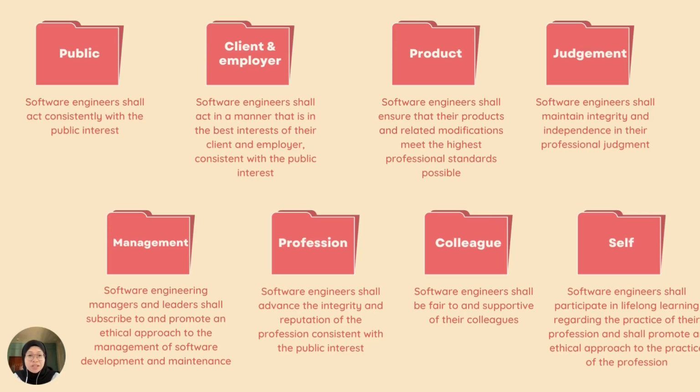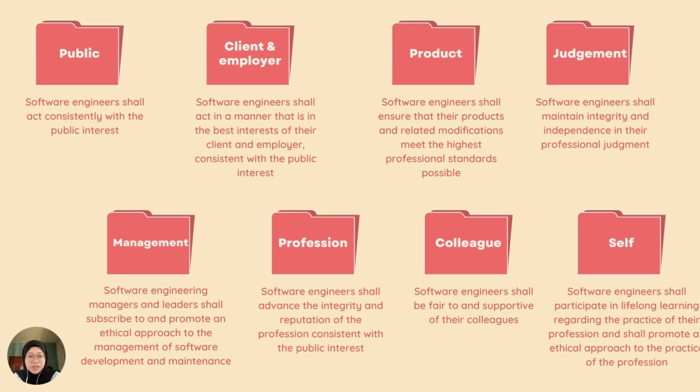The third principle is the product principle, where software engineers should ensure that their products and related modifications meet the highest professional standard possible. These principles are applied to the case of 533 million Facebook users, whose phone numbers and personal data were leaked online in 2021. A user in a low-level hacking forum published the phone numbers and personal data of hundreds of millions of Facebook users for free.